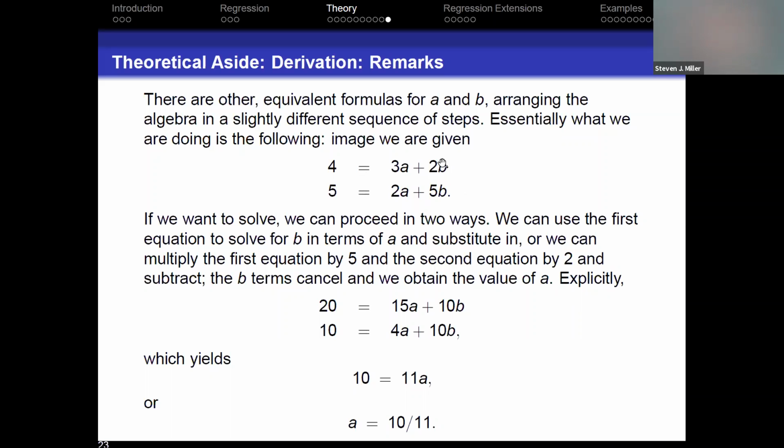I could say, well, 2b equals 4 minus 3a, so 4 minus 3a divided by 2 equals b. That's one way to do it. But I'm going to have fractions. So another thing I could do is I could multiply the first equation by 5 and the second equation by 2. And when I do that, I'll get 20 equals 15a plus 10b, and 10 equals 4a plus 10b. And now if I subtract, the b terms cancel, and I'll get 10 equals 11a, so a equals 10 elevenths. And from that, now you can easily solve for what b is.